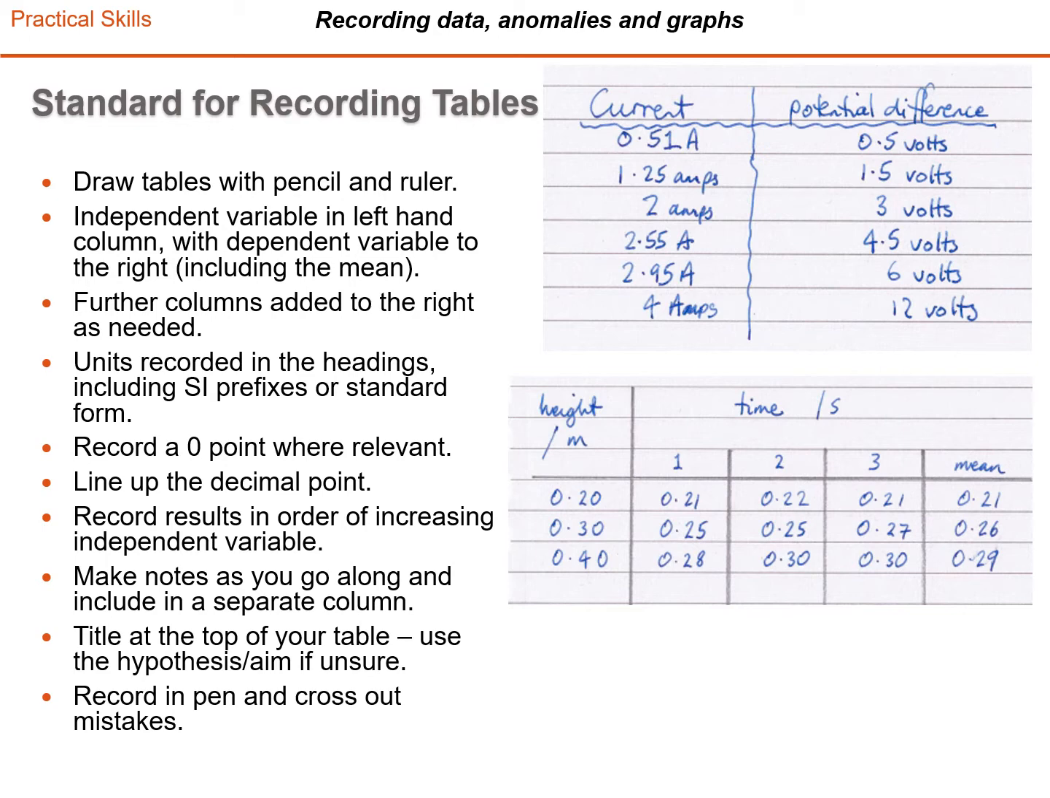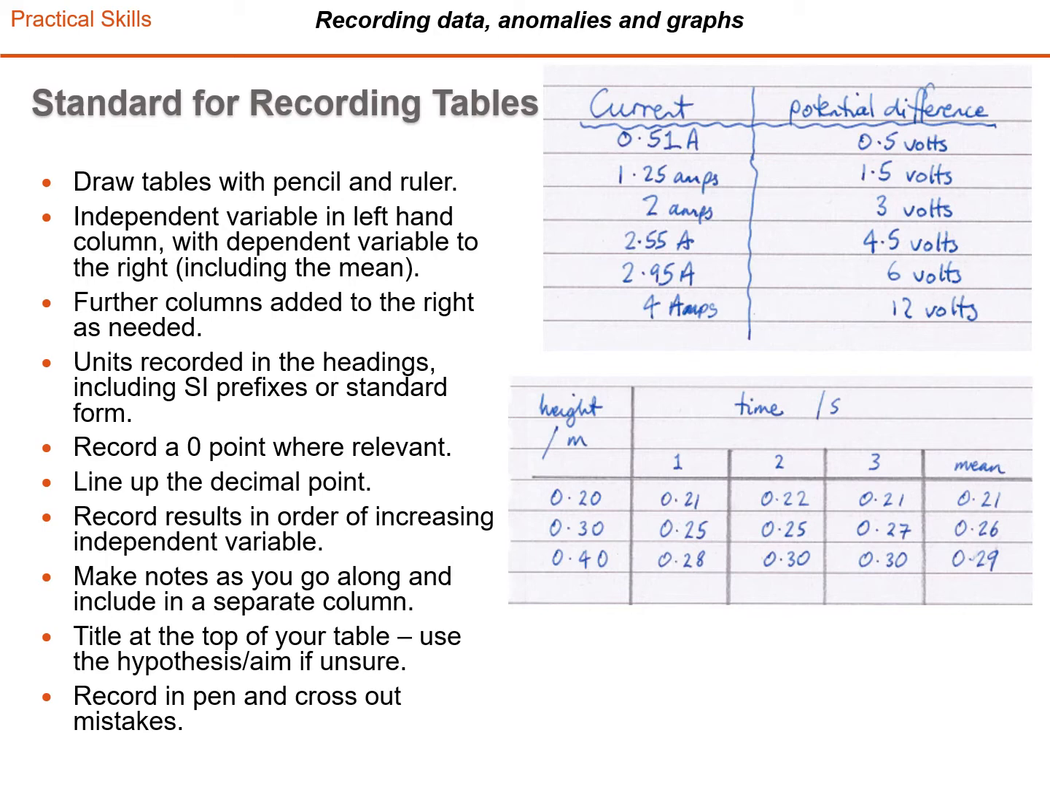The standard convention is always to make sure that the independent variable is in the left-hand column with the dependent variable to the right, and that's why it's important to be able to identify what is the independent and dependent variable from the hypothesis. That was covered in the preceding lesson. You can, of course, add extra columns to the right as needed. Here we've got additional columns for the first, second and third attempts at recording the time and also the mean value.